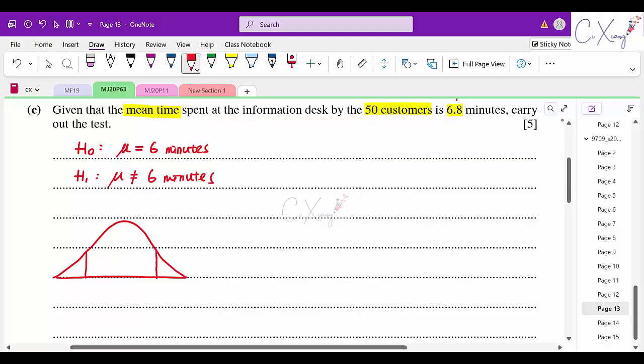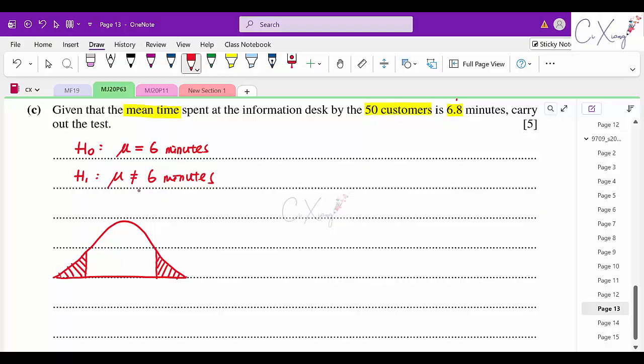How do I know that it is a two-tailed test? Because from the alternative hypothesis, it is not equal to. Not equal to means that it can be greater than, or it can be smaller than. Therefore, the rejection region might appear on either side. So we have two rejection regions here.